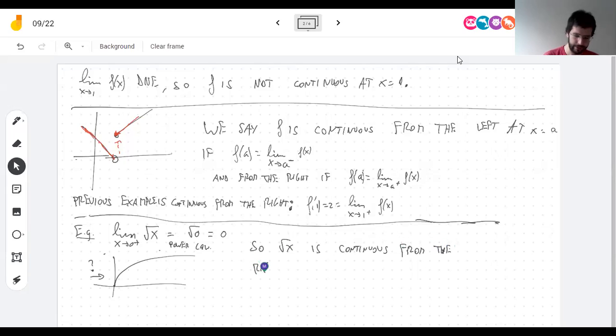The right at 0. I can still draw it basically. I can draw it all the way up to 0 without lifting my pen from the paper, even though I can't really say that it's continuous at 0.